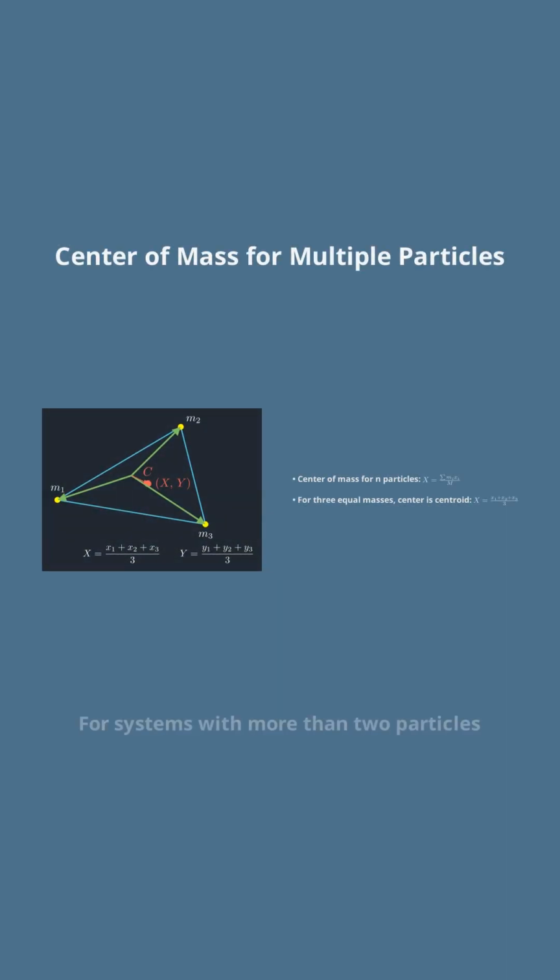For systems with more than two particles, the center of mass is found by taking the sum of each mass times its position and dividing by the total mass. This can be extended to 3 dimensions using coordinates x, y, z. For continuous bodies, we use integrals instead of sums. The center of mass is especially easy to find for objects with symmetry like rods, rings, or spheres, where it coincides with the geometric center.